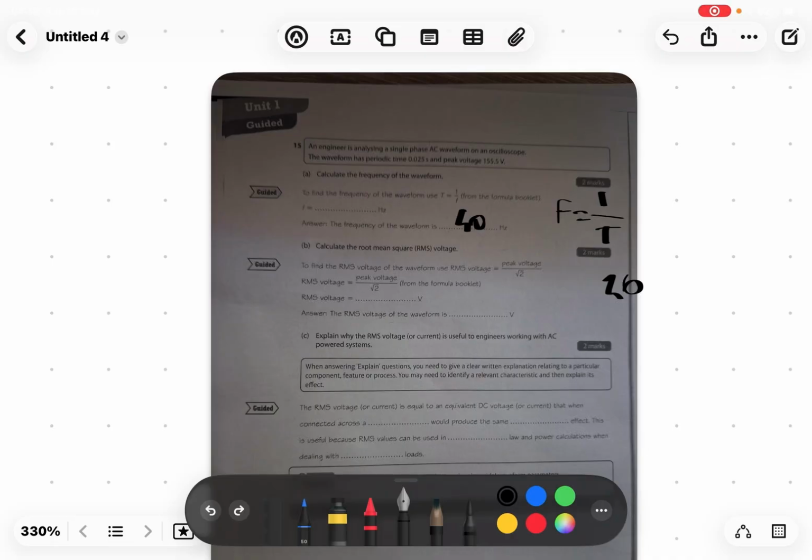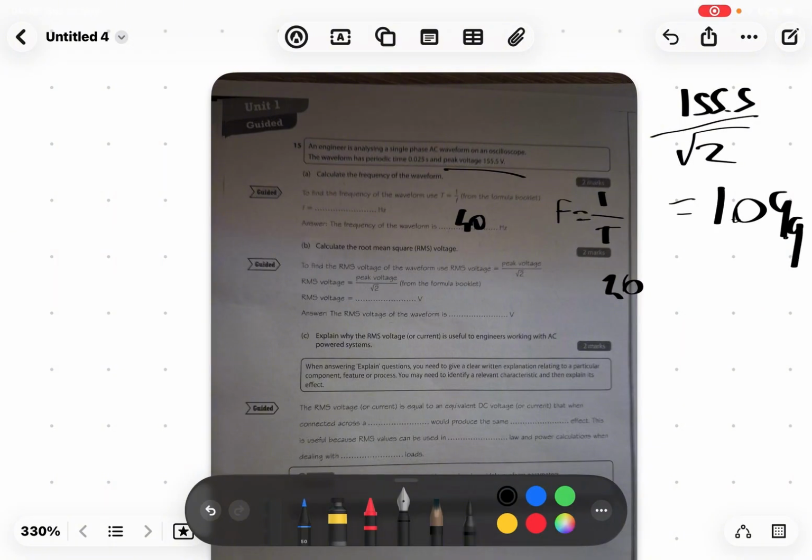Over here it's very easy. Literally we have the formula. You wouldn't have to memorize the formula, it would be given. We have the peak voltage, 155.5 divided by square root 2. That equals 9.95, and that will be in volts over here.